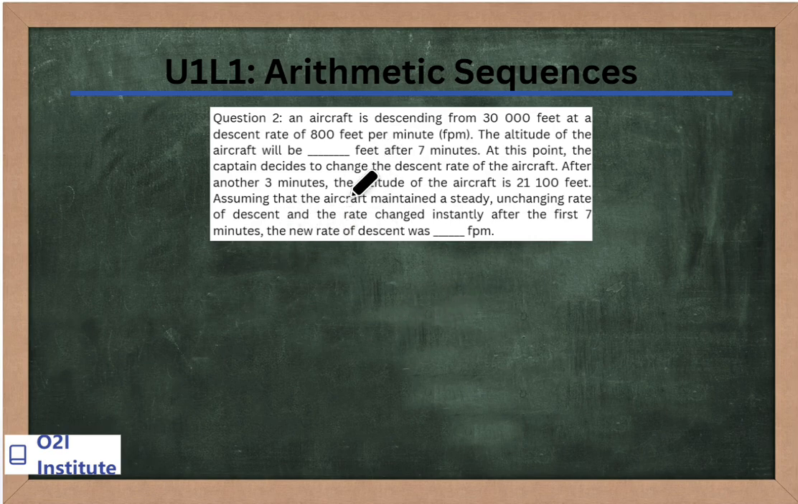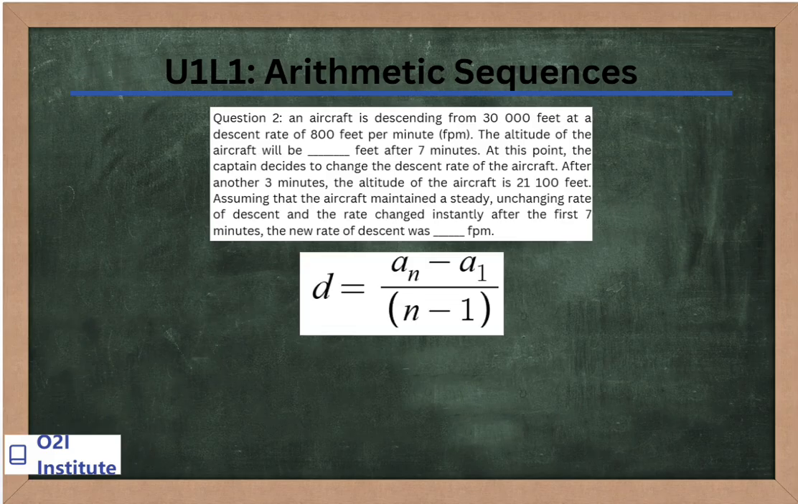So first of all, we need to know which formula we're going to use. Since we're calculating the rate of descent here, that's the common difference. So we're going to use the common difference formula. So here we have it. d equals an minus a1 divided by n minus 1. So let's start plugging in some numbers. d equals an minus a1.